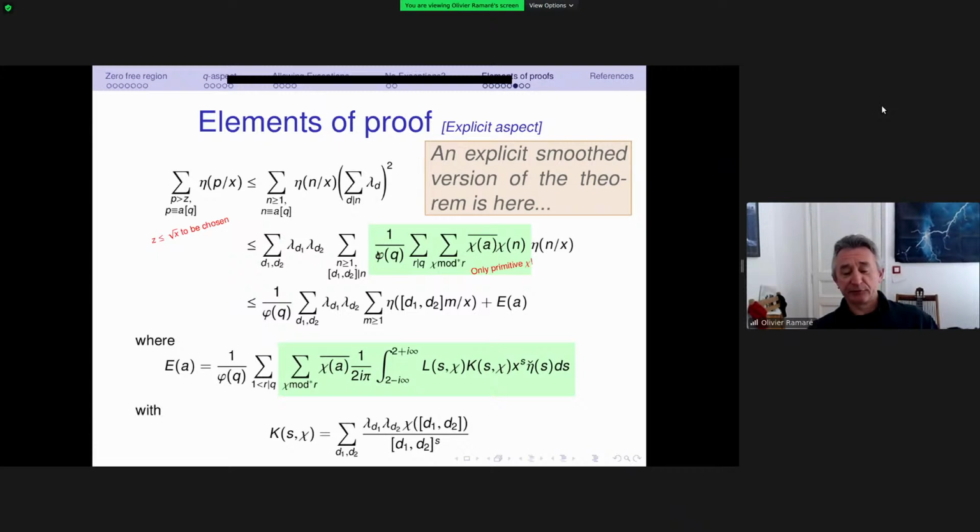Just develop everything, and lambda d1, d2, where d1 and d2 are supposed to be small. That's the idea of the sieve. d1, d2 is small. So you put them in front and you see what you have inside. And what you have inside, well, you have the trivial character.